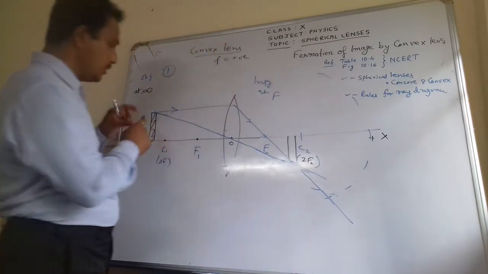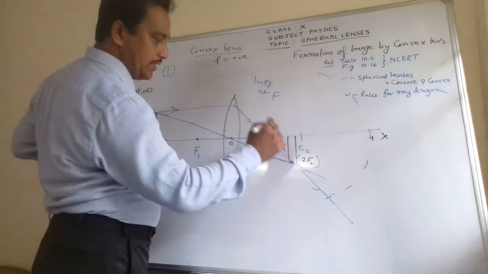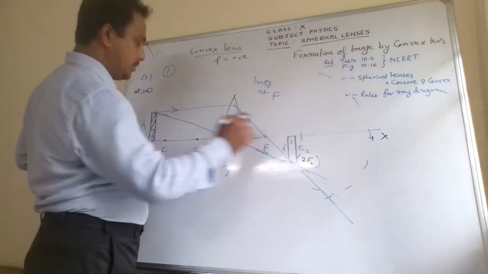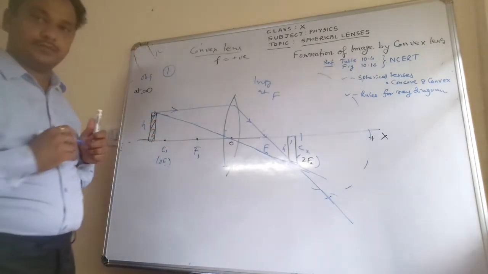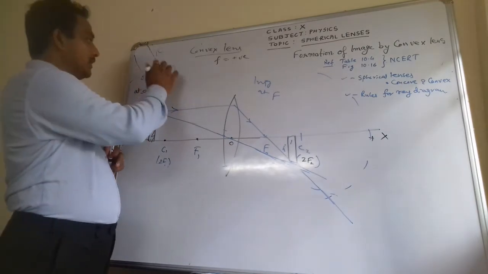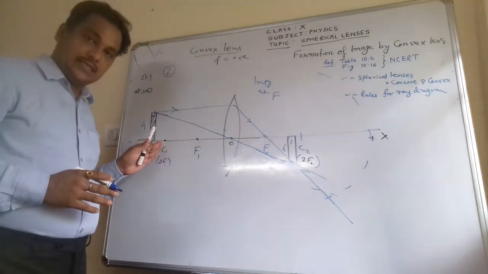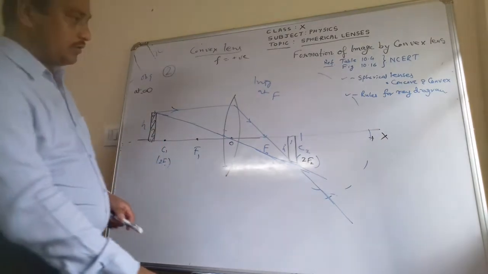You can see here clearly, the height of the object is denoted by h, and the height of the image is denoted by h dash. This is the image. I for image, O for object. Right? So what is the next case after this second one, when the object is beyond C? After that we will put the object at C. Let us see the ray diagram for that.